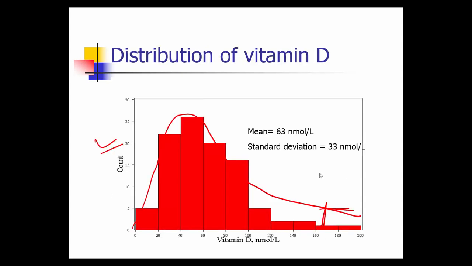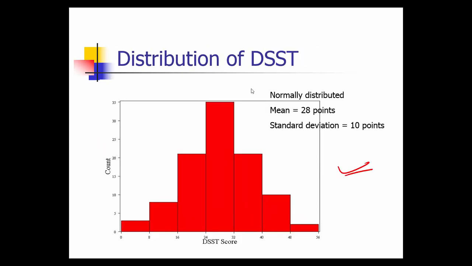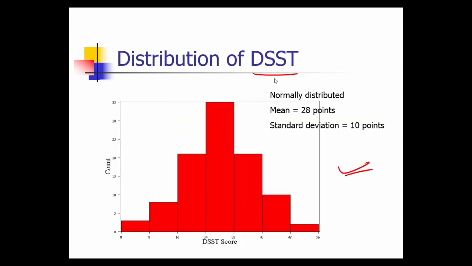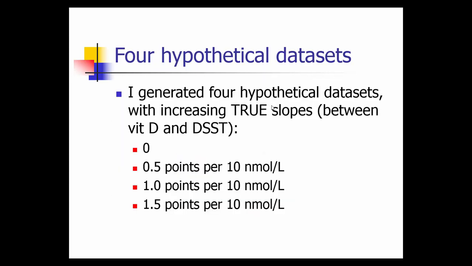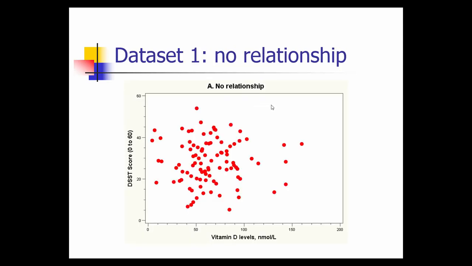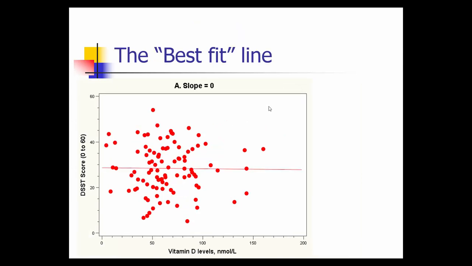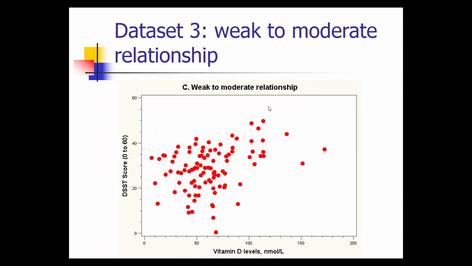Basically your vitamin D percentage is going to be regressed with DSST. So we want to know how these two are related. If DSST is given, whether we will be able to predict the percentage of the vitamin D. All right, so there are several data sets, and we will see how a regression line can be fit into these data sets.